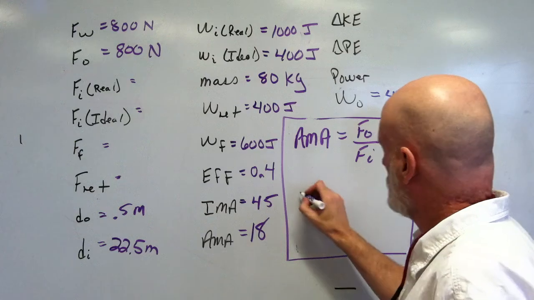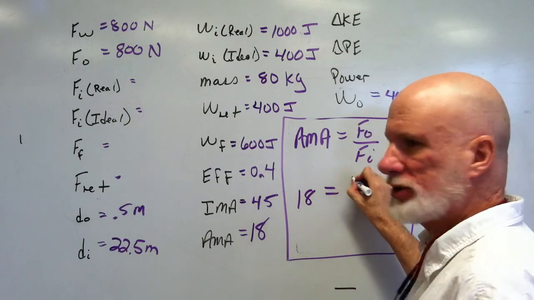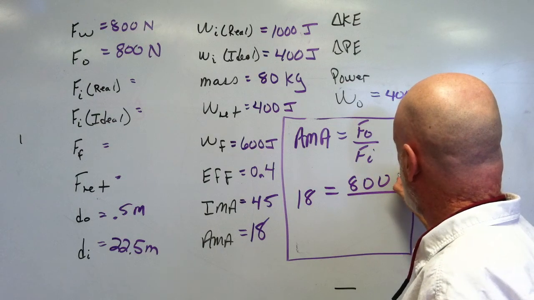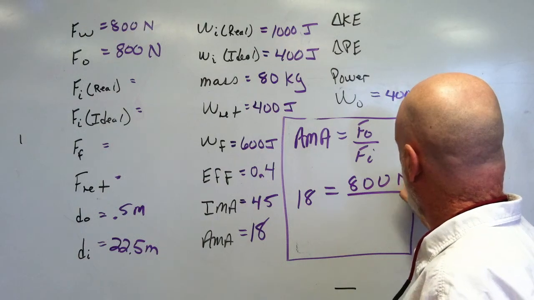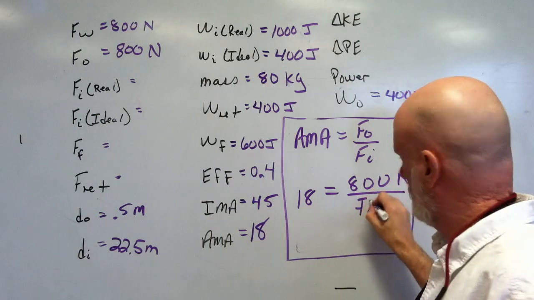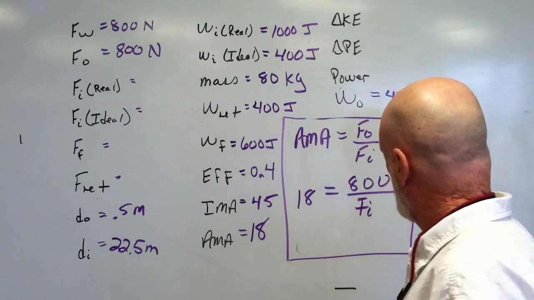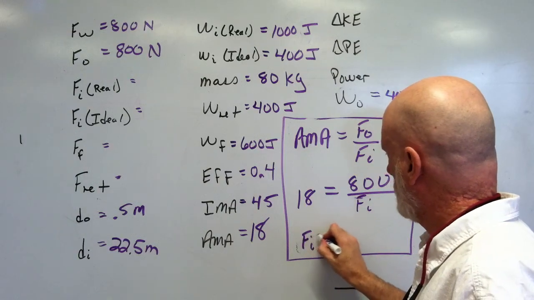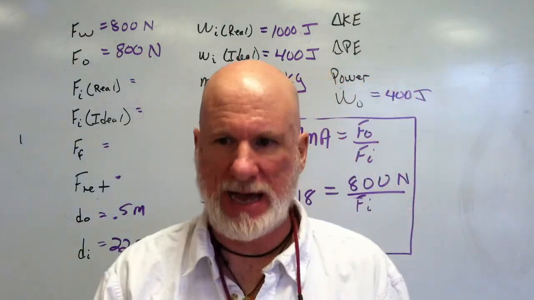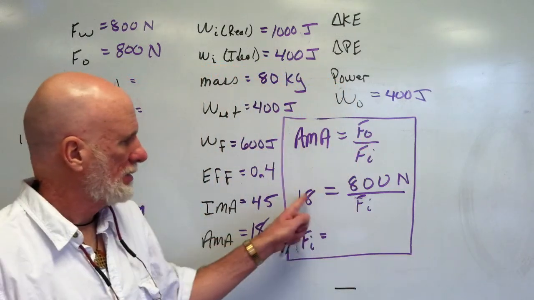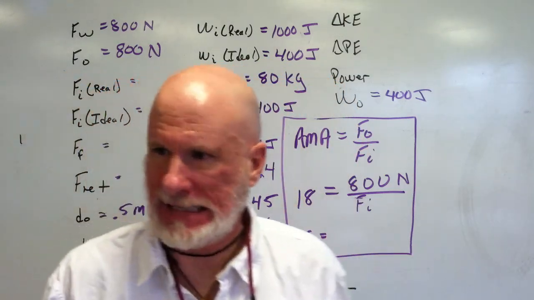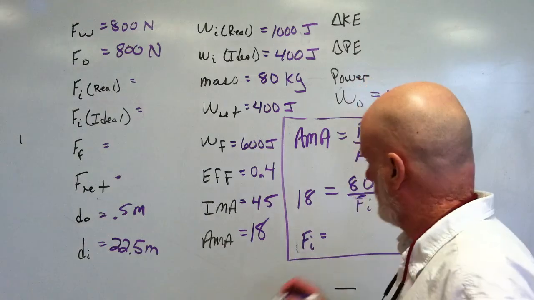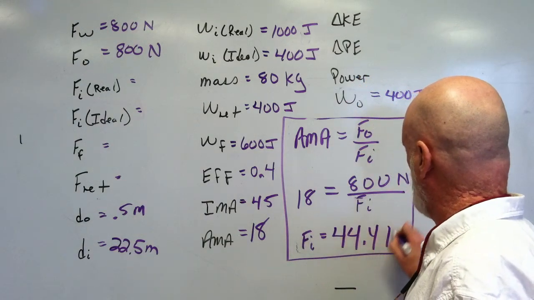Okay, so it's going to be 18 equals FO over FI. What's FO? 800. This is newtons, newtons over FI, right? So FI equals 800 divided by 18, is that right? Yeah. I'm exchanging FI and 18, so 800 divided by 18 is 44.4 newtons, is that correct?